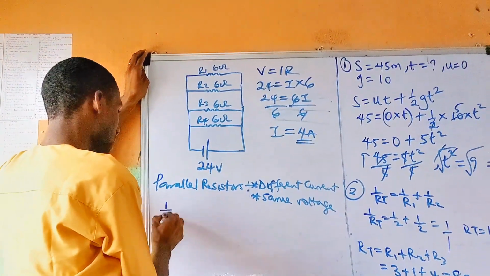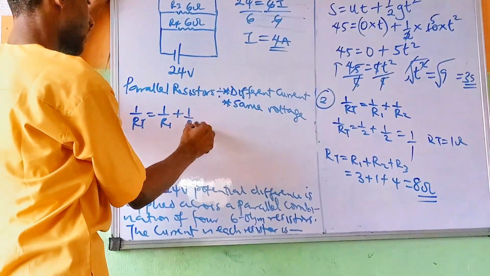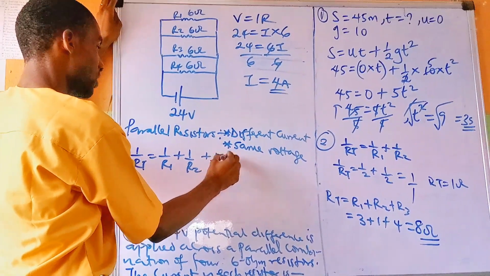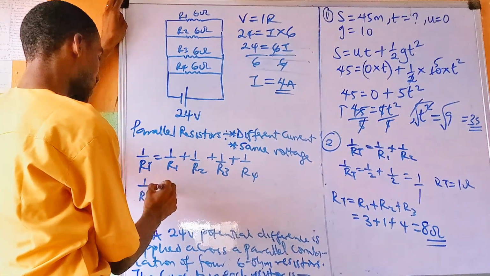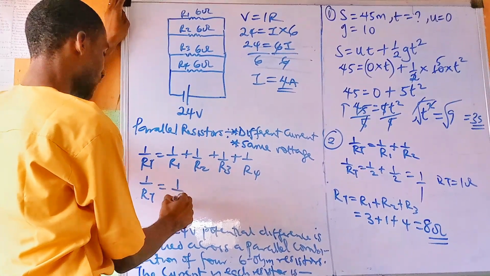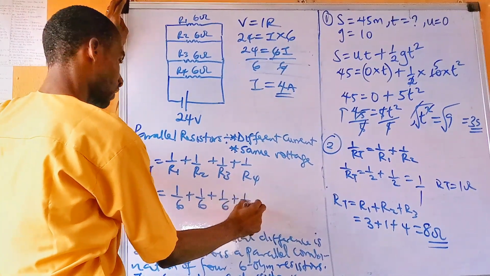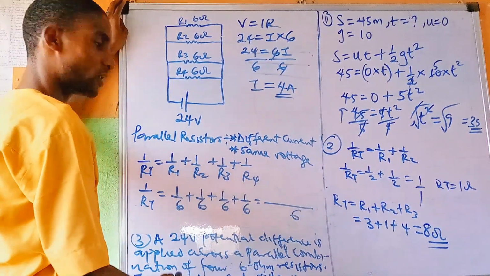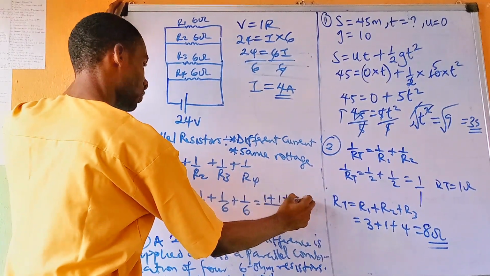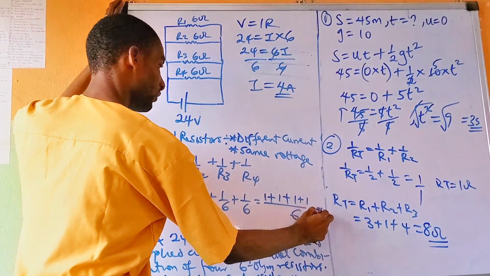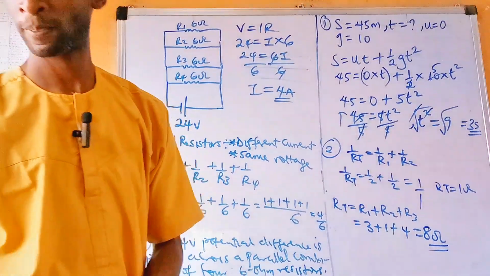The formula says 1 over R total equals 1 over R1 plus 1 over R2 plus 1 over R3 plus 1 over R4. So that's 1 over R total equals 1 over 6 plus 1 over 6 plus 1 over 6 plus 1 over 6. So my LCM is going to be 6. 6 into 6 is 1, so 1 plus 1 plus 1 plus 1. So I'm going to have 4 over 6. Right? I have 4 over 6.